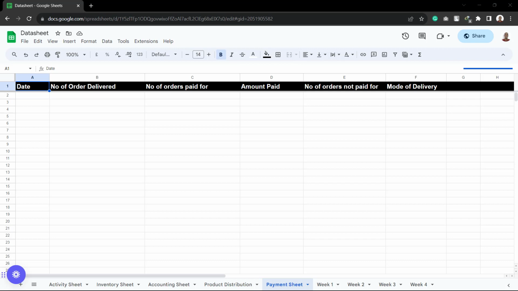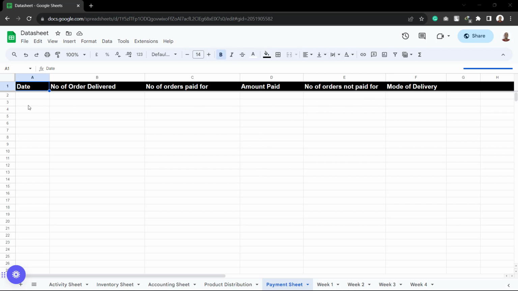So the payment sheet is going to be used by those in the delivery and payment team. Whenever they make confirmation of payment, they are going to reflect it here. Let me first go through the sheet. We have our date here. We have the number of orders delivered for that day. We have the number of orders paid for. We have the amount paid, and we have the number of orders that are yet to be paid for.